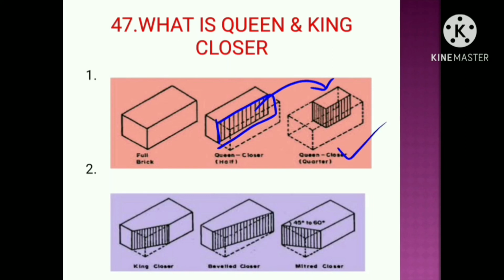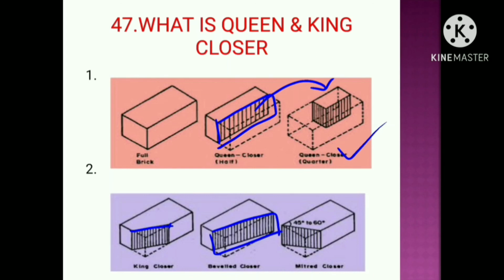The next is king closer. King closer means the portion of brick obtained by making a cut from center of header to the opposite center of stretcher. This is called king closer. It is very much used near doors and windows. Beveled closer means it is the portion of brick obtained by making a cut from center of header to opposite corner of stretcher.